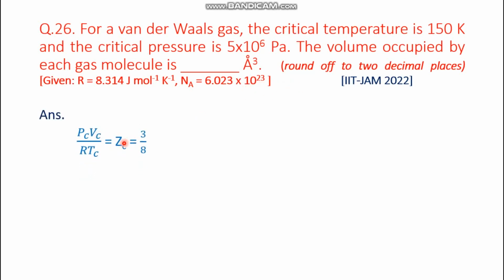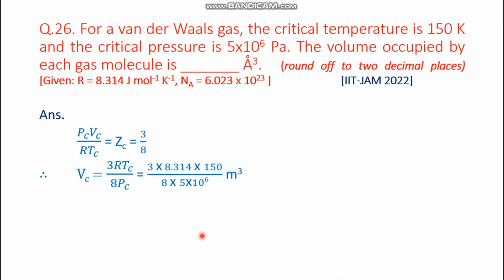So we know the critical compressibility factor ZC equals PCVC by RTC, which is nothing but equal to 3/8 for a van der Waals gas. Therefore, VC must have the value 3RTC by 8PC. Now let's put in these values. In place of R, we are putting 8.314 in the SI unit, TC 150 Kelvin, which is also SI unit, and 8 into 5 × 10⁶ Pascal, which is also SI unit. That means the volume should be in the SI unit, that is meter cube.